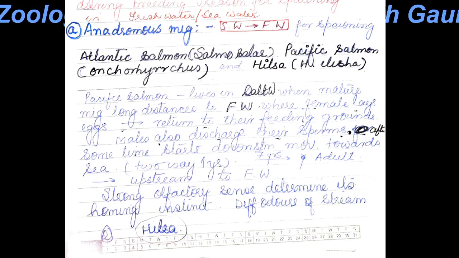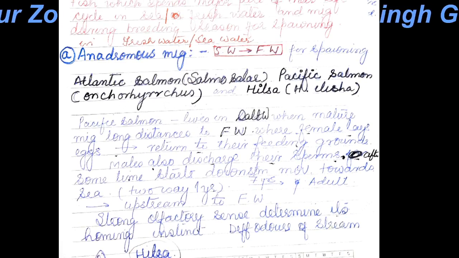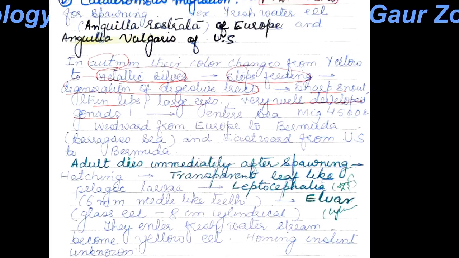It happens because of their strong olfactory sense, and because of that sense, they are able to migrate to the fresh water by sniffing various kinds of odors which are caused by the currents of water moving around. The example of anadromous migration is Hilsa.